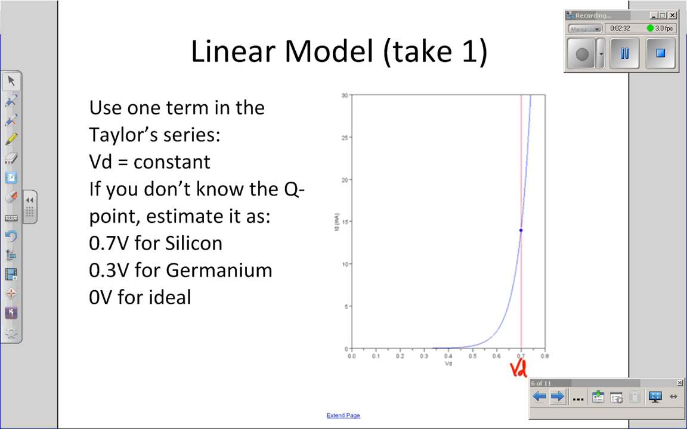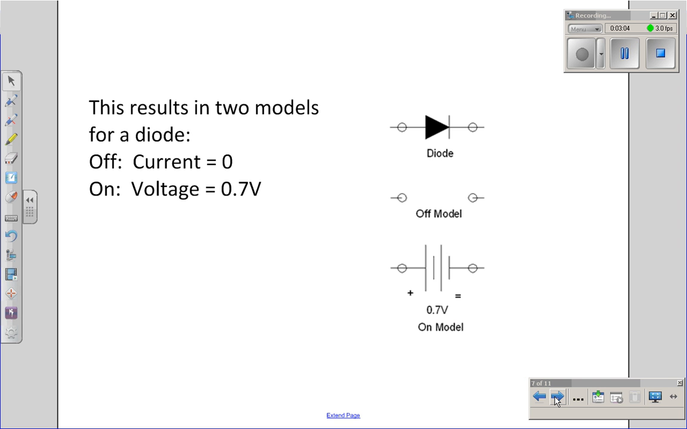If the diode is turned on, the voltage drop across the diode is constant. V sub D, which is roughly 0.7 volts for silicon, varies for different materials. 0.3 volts for germanium, 0 volts for ideal. If the diode is turned off, the current is 0, giving me a piecewise linear model. As you can see, the model isn't perfect, but it's simple. This gives me two states, two different model elements for a diode.